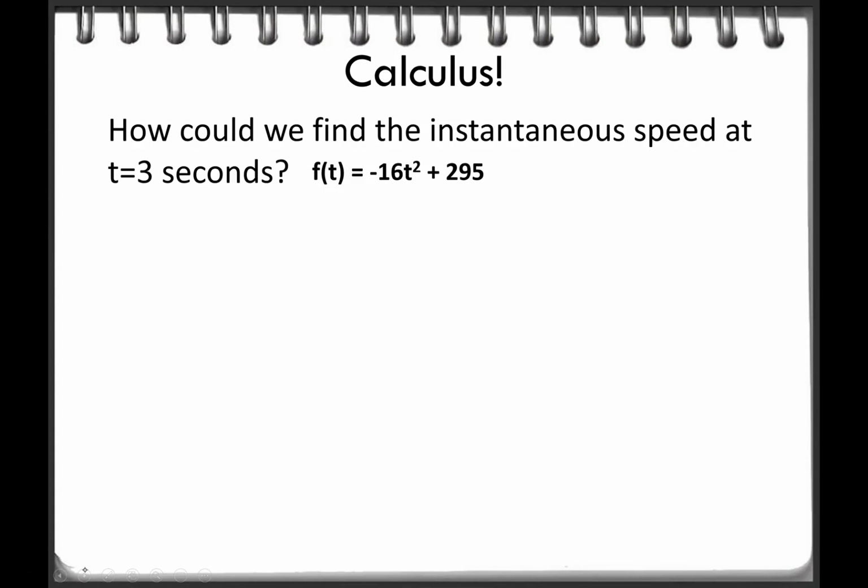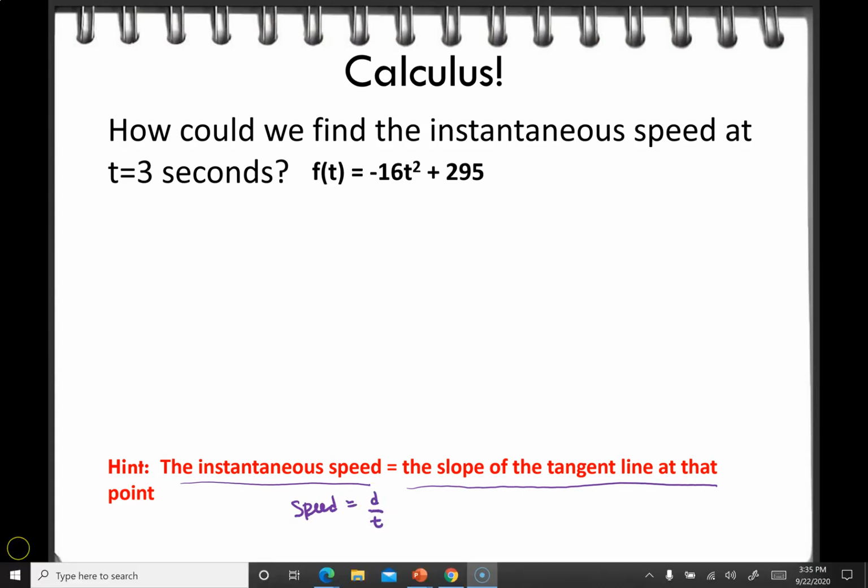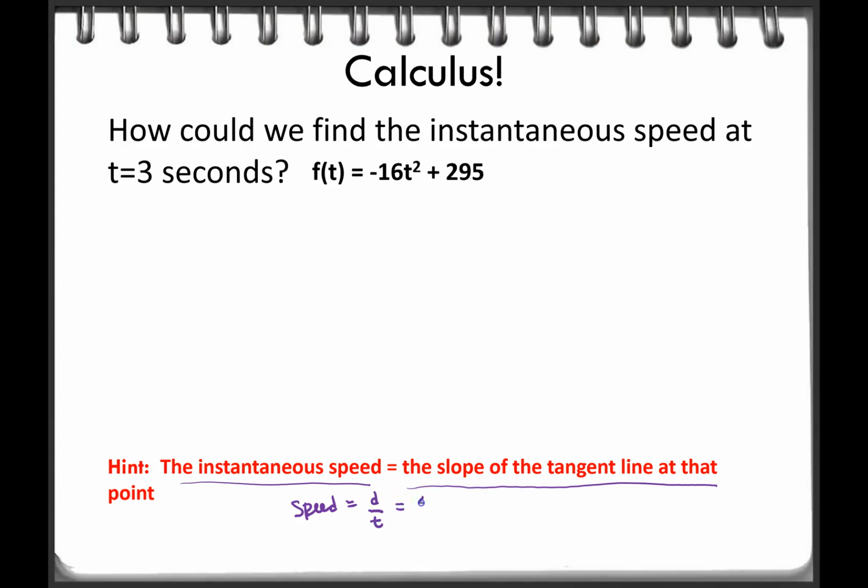The question says, how could we find the instantaneous speed at t equals 3 seconds? Well, as a reminder, the instantaneous speed is the same thing as the slope of the tangent line. And if you remember, speed is equal to distance divided by time. So distance over time, we can also think of that as change in y over change in x, which is equal to slope.